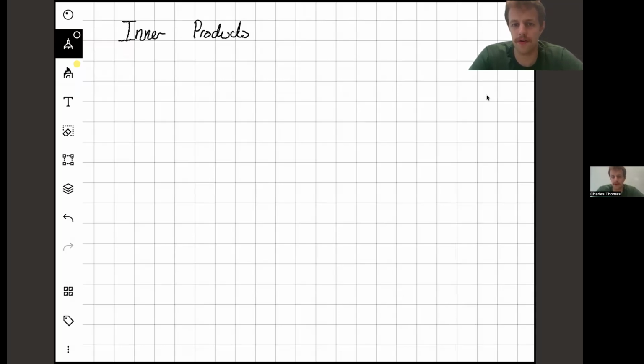Hey everyone. So last time we looked at vector spaces, and vector spaces were a collection of things V, and we could do two things on vector spaces. They had addition, and we had scalar multiplication.